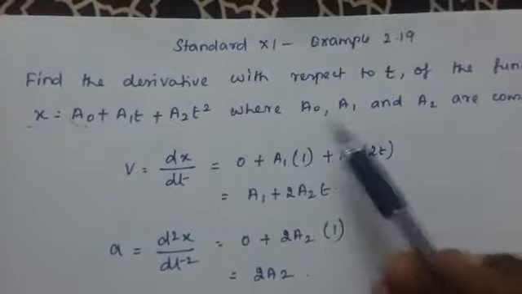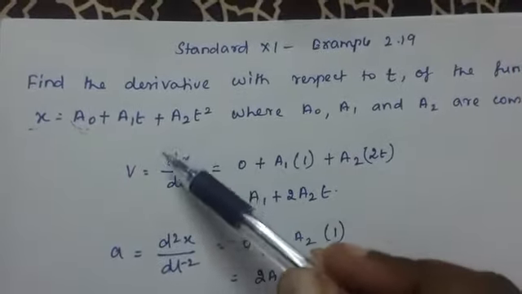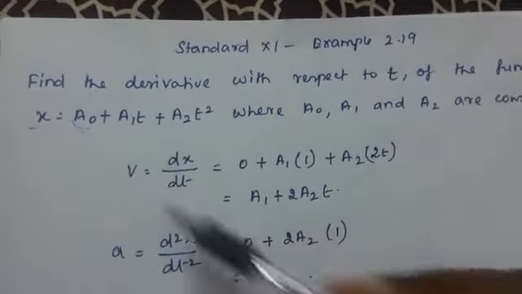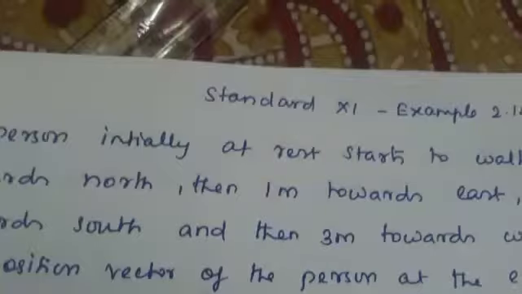So this is how we are finding the derivative with respect to t. When we do the first derivative, we get the velocity, and when we do the second derivative, we get the acceleration.